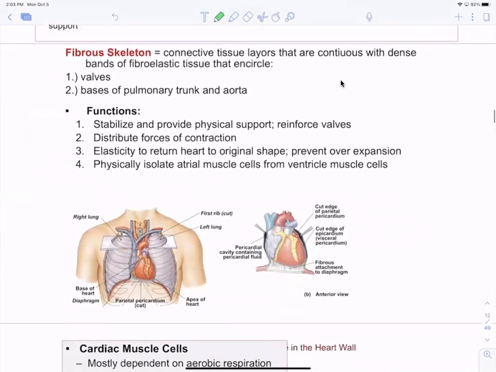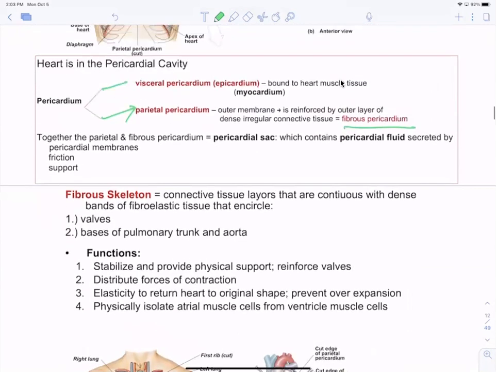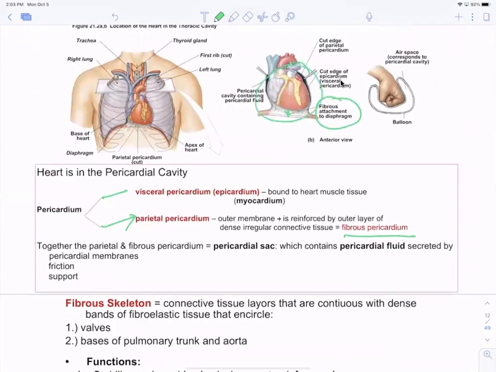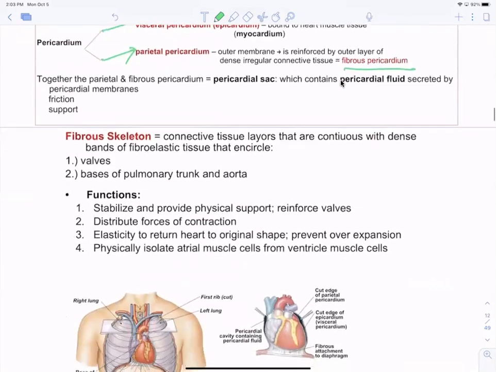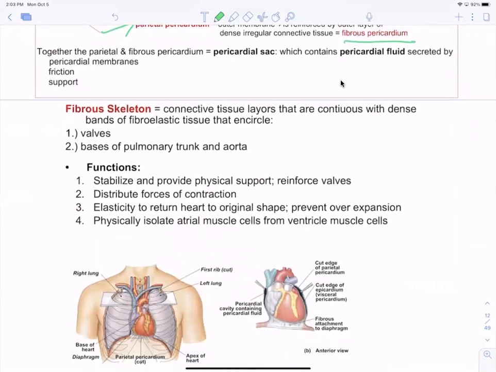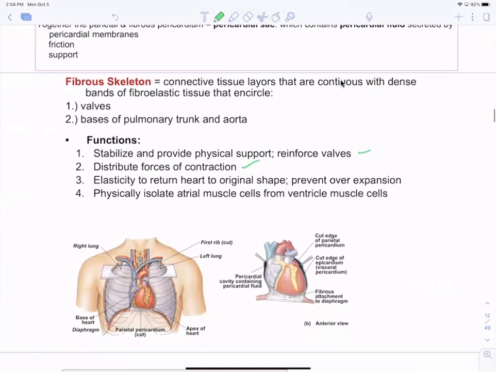And so this kind of goes through with this fibrous skeleton, which is this right here, what it does, right? And so it stabilizes it. It also kind of reinforces the valves, distributes the force of the contraction, helps the heart return to its original shape, and also, yes, isolates the heart.